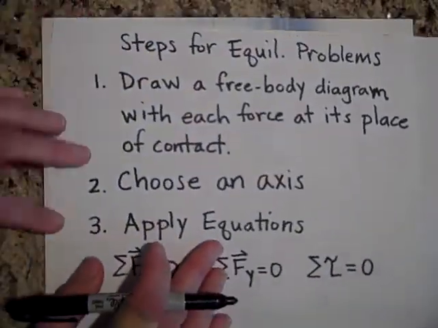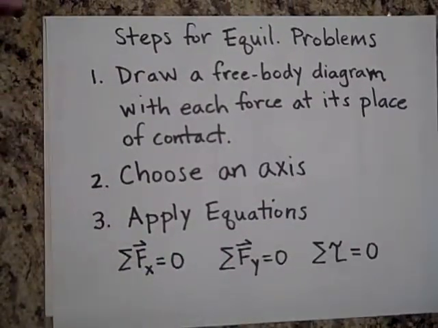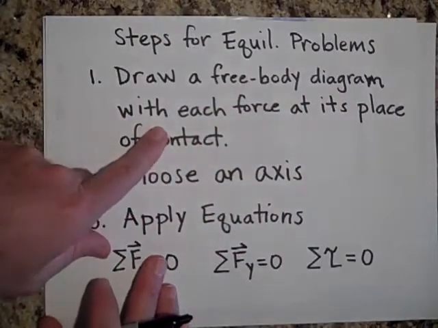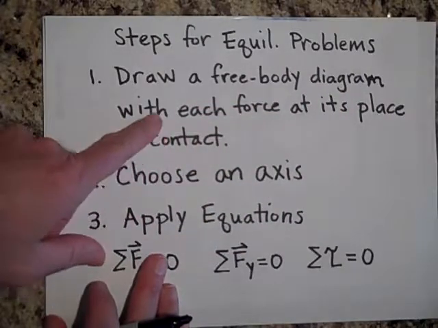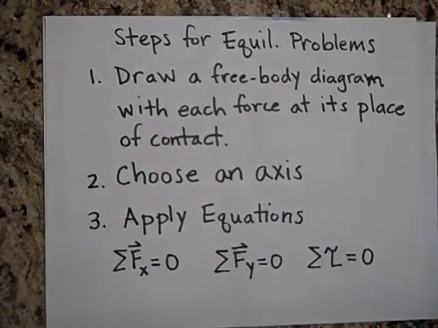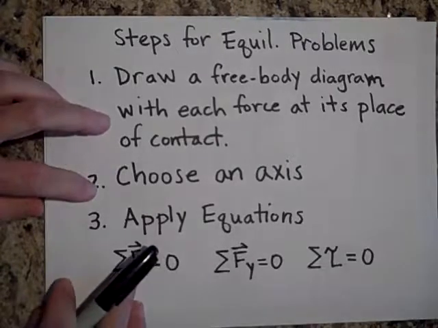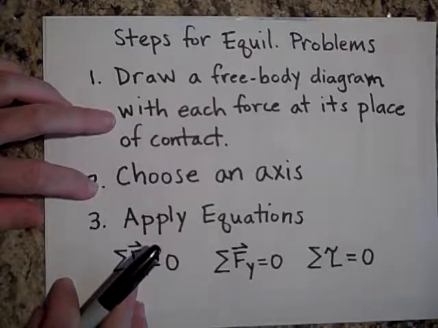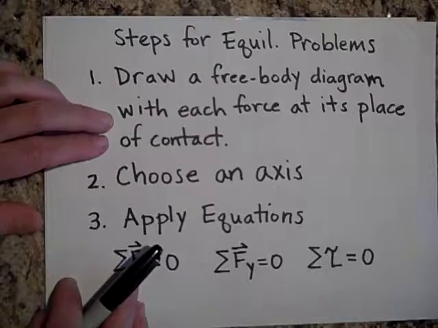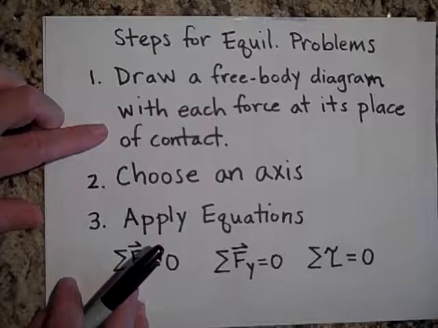Okay, let me tell you then how to solve an equilibrium problem. There's basically 3 steps. Step number 1 is you're going to draw a free body diagram of the thing that you want to keep in equilibrium with the forces at their places of contact. So when we did Newton's laws, we just put all the forces at the center of mass. But we can't do that anymore. We have to put the forces where they actually occur because they provide torques. Those forces can provide torques, and where they occur matters.